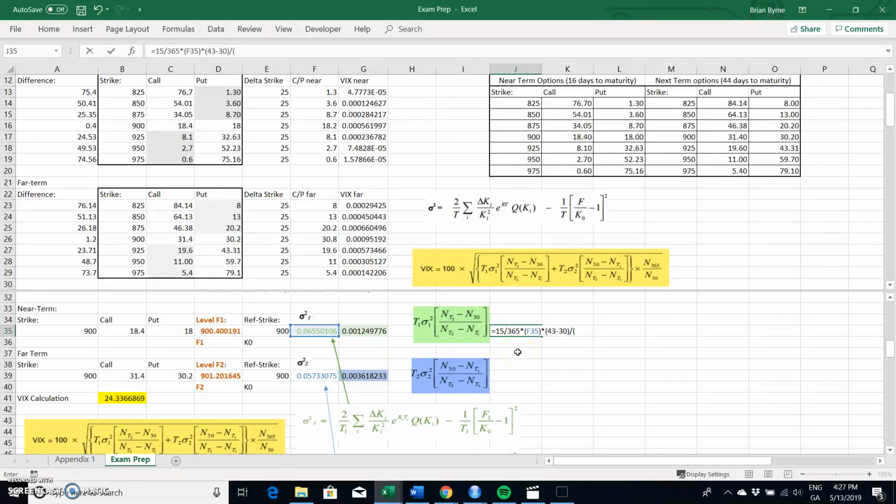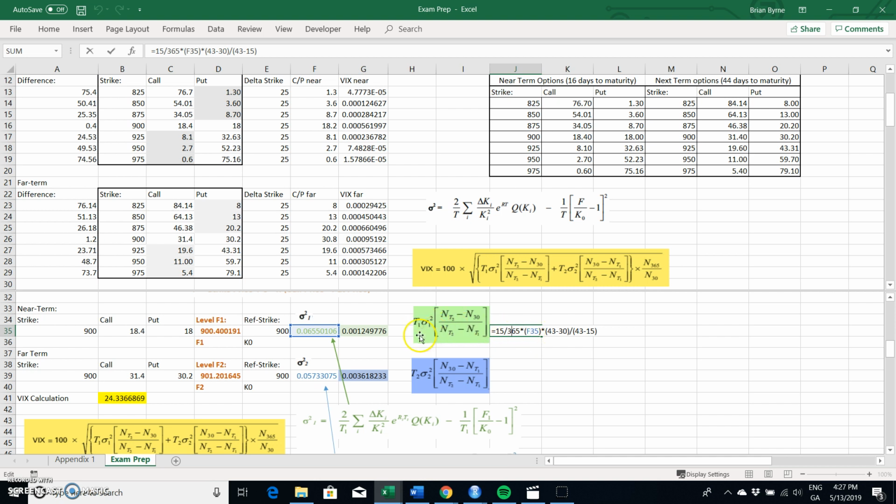Again, it's 43 days, 43 minus NT1, 15 days. Okay, and we get a value of 0.01249, which corresponds to the value that we have here. So basically, to express these as values, 15 over 365, that's the maturity to the near-term contract.